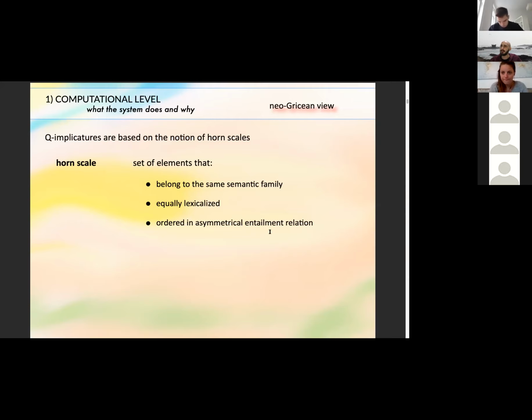Can you give me an example, for instance with "some", of another item that could have been introduced in the scale of "some", but that should not be introduced in the scale, otherwise it's going to give you bad results?